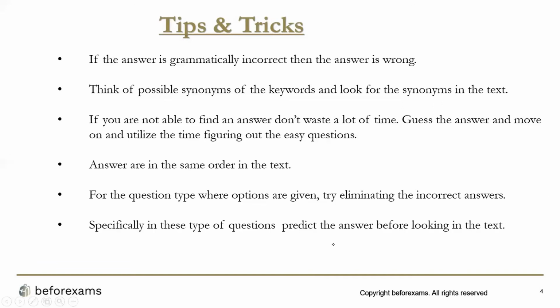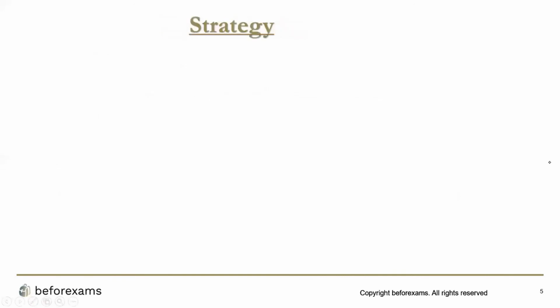Now, specifically in the questions wherein options are given, and in this type of questions, that is the summary completion questions, predict the answer before looking in the text. Because predicting is easy, and if you predict the answer, it will be easy for you to figure out the answer from the passage which is given. So these are some of the tips and tricks that you need to keep in mind while attempting the summary completion questions. Now we'll go ahead and look at the strategy for how you should attempt these questions.